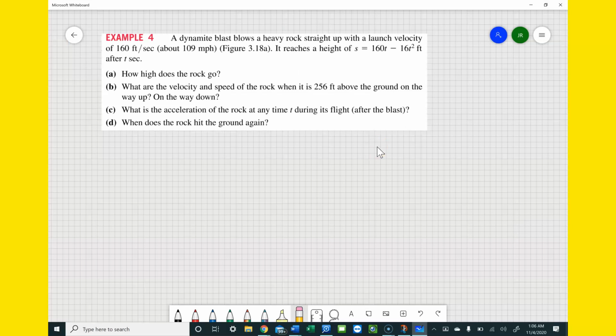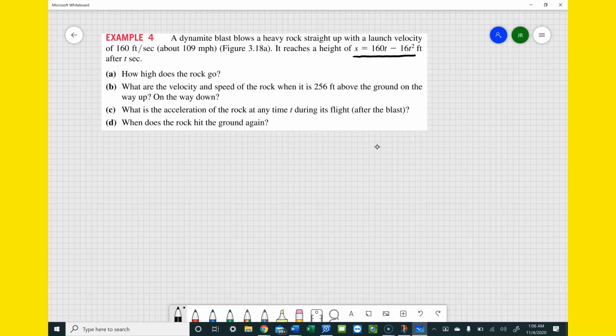Okay, here's a fourth example. A dynamite blast blows a heavy rock straight up with a launch velocity of 160 feet per second, 109 miles per hour. It reaches a height of... here is our... what is this right here? This is the position function.